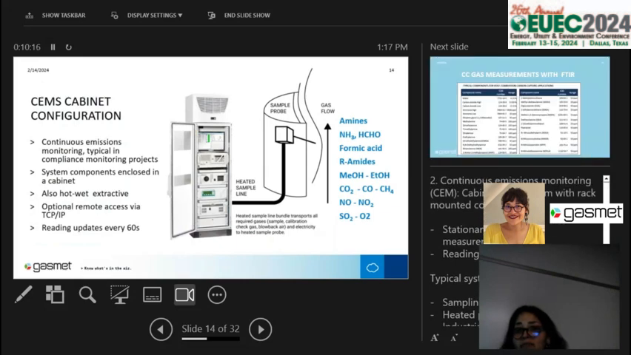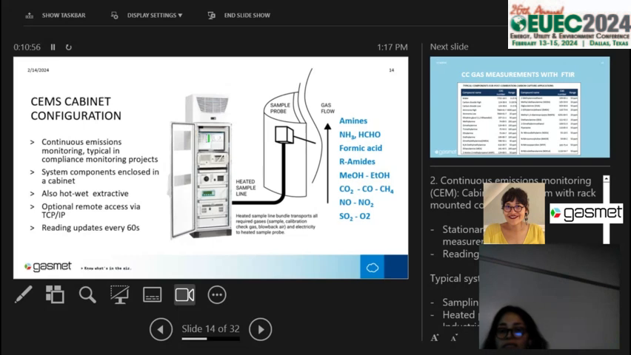Then of course that is our portable version of what we call the CEM cabinet configuration, which is a continuous emissions monitoring system, and it's typically more in compliance monitoring projects. This is more of a process monitoring or process optimization application. So in such a system, you'll also have the FTIR, then you have a sampling system with a heated pump, you have umbilical heated lines as well and a heated probe. It's the very same analytical performance, just in a stationary format in a continuous measurement system where you get reading updates every 60 seconds.